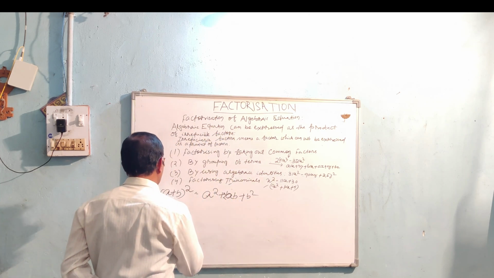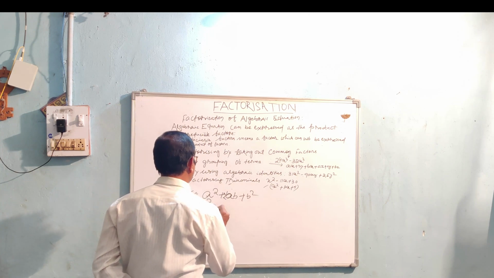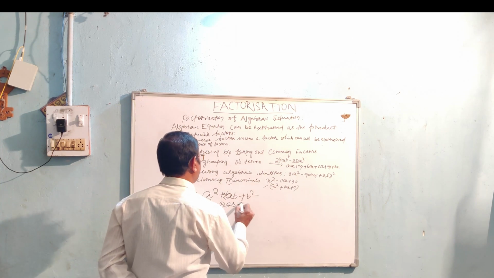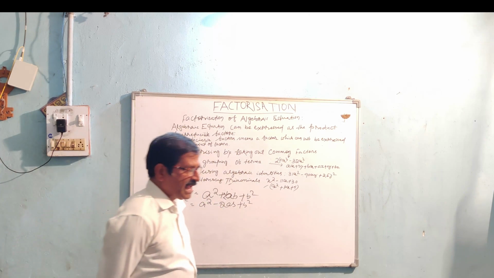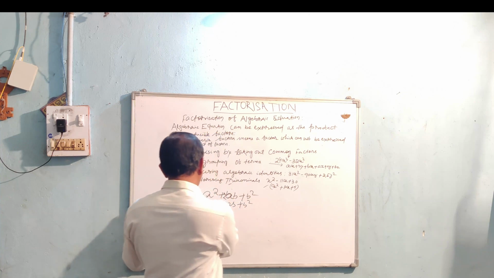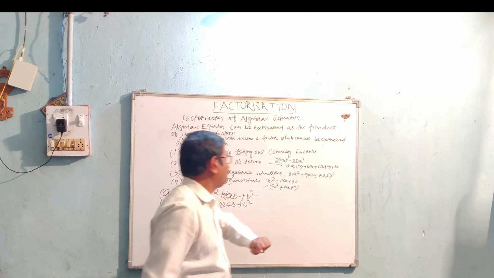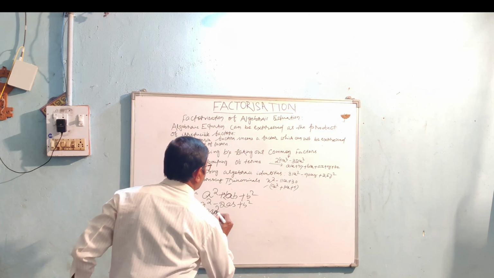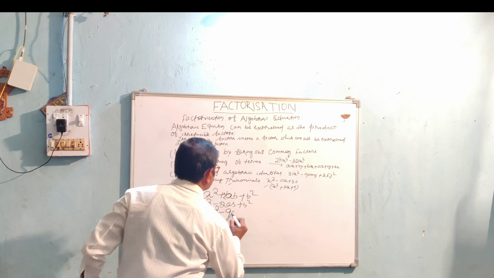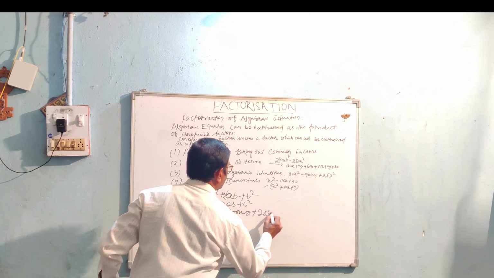Similarly, (a minus b) whole square. Only for the sake of example, I have given these two. So these algebraical identities are with us, and by taking the help of this, we shall have to factorize this one. You see, the question is 81x square minus 90xy plus 25y square.